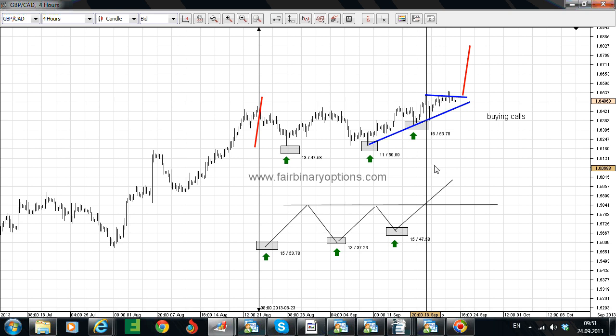This is what I wanted to show you for today. This is the nice situation with the Great Britain pound Canadian dollar.